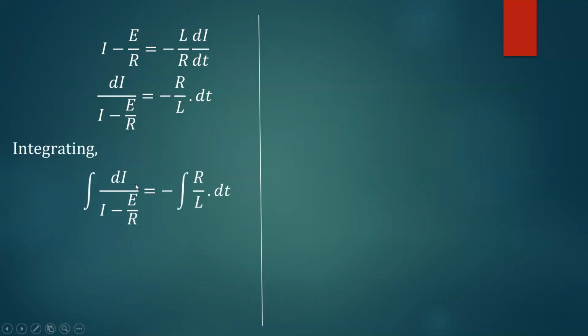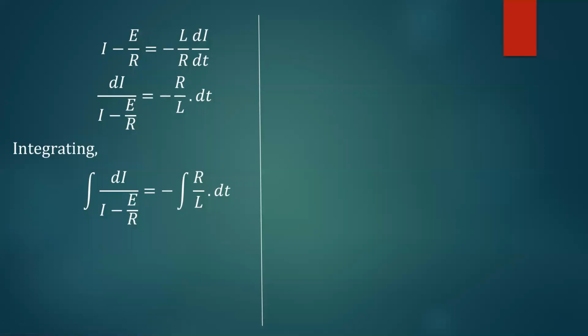Integrate this one. This is the integration with respect to I. On the other side, integration is with respect to time t. So you will get integration of dI by (I minus E by R) equal to minus integration of R by L into dt. So the derivation steps are almost the same.